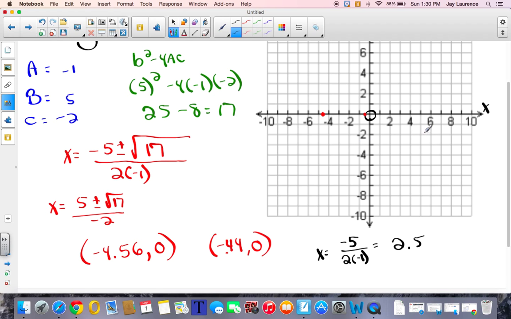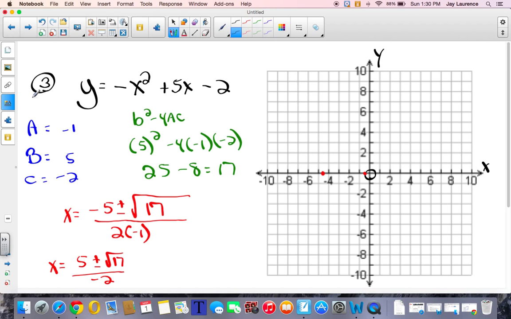No, I don't think it can be. All right, let me check my math here. I got -1, a 5, and a -2. I like that. B squared is going to be 5 squared, 25, minus 4 times 1 times 2, which is 8. That's -8, 17. All right, 5 plus, oh, there it is. Yep, I'm not doing the negative of 5.